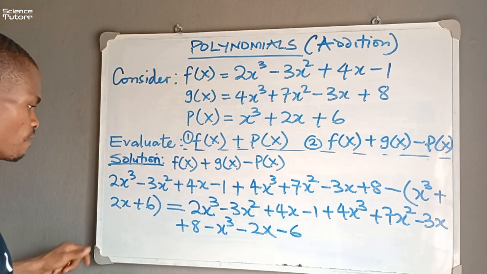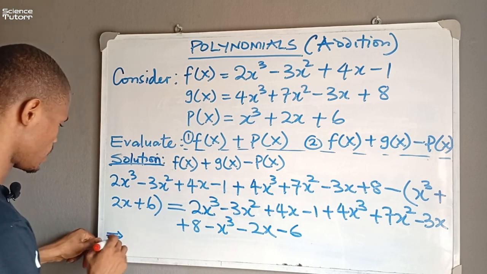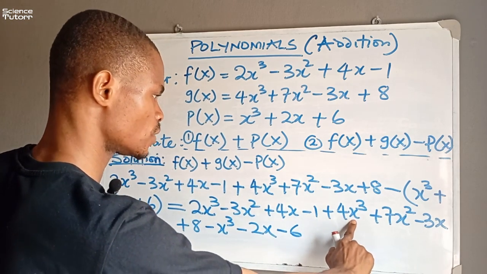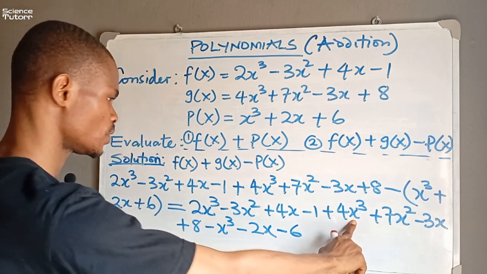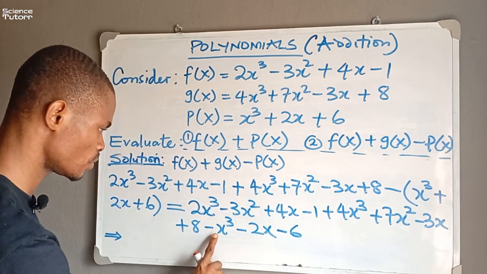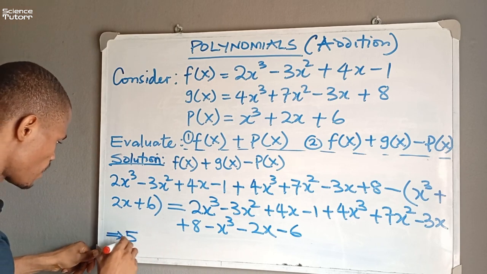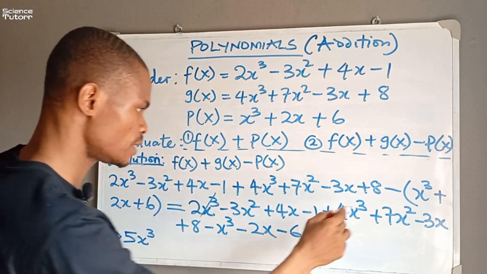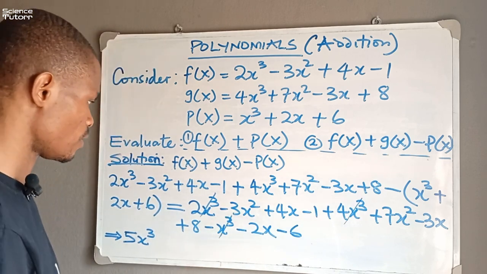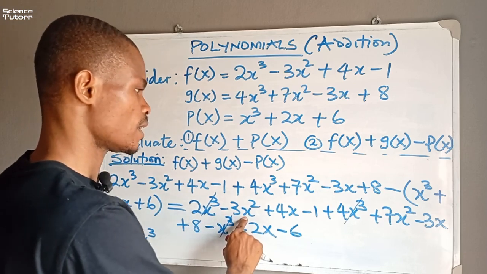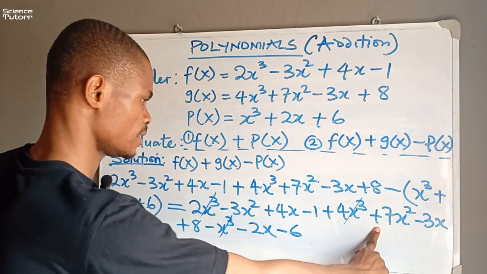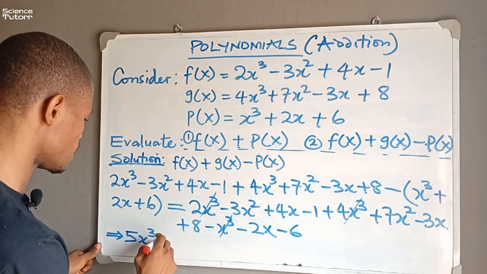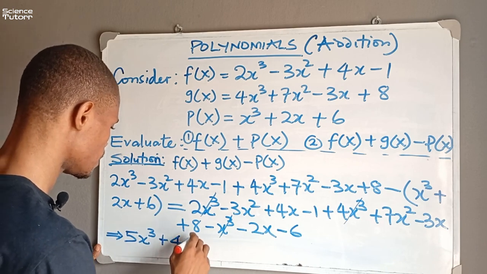At the end of the day, we simplify our equation. We collect like terms. 2x cubed plus 4x cubed gives us 6x cubed. So 6x cubed minus x cubed gives us 5x cubed. I'm simplifying straight. So we have dealt with this and this. Now onto x squared, we have minus 3x squared plus 7x squared. That gives us 4x squared.